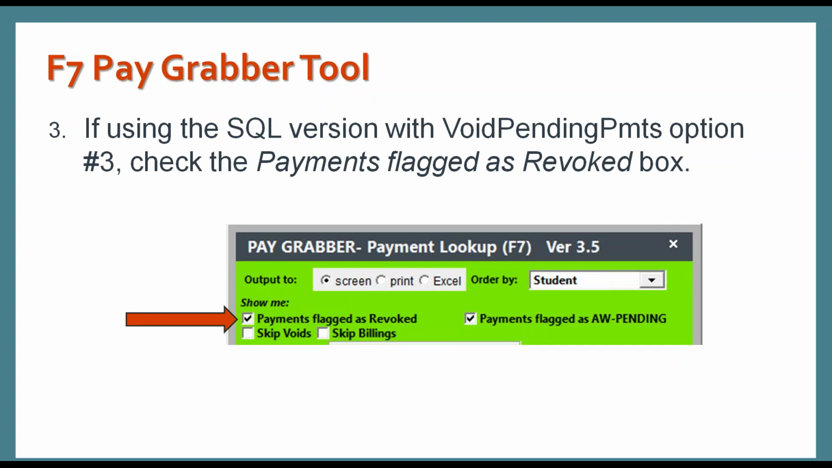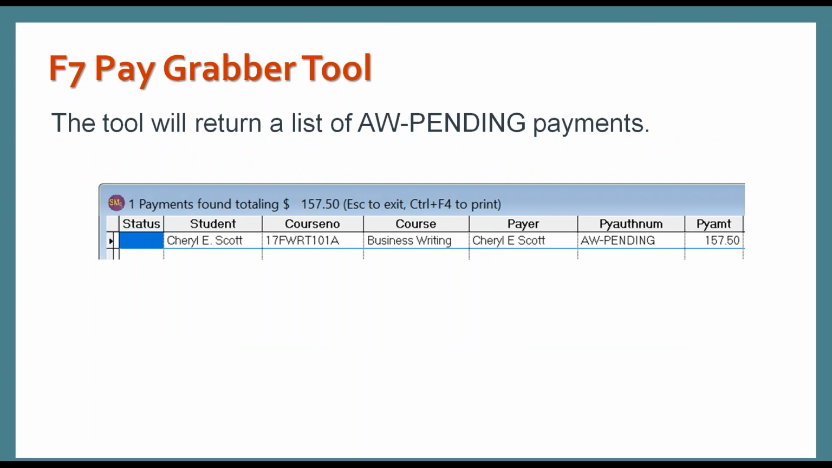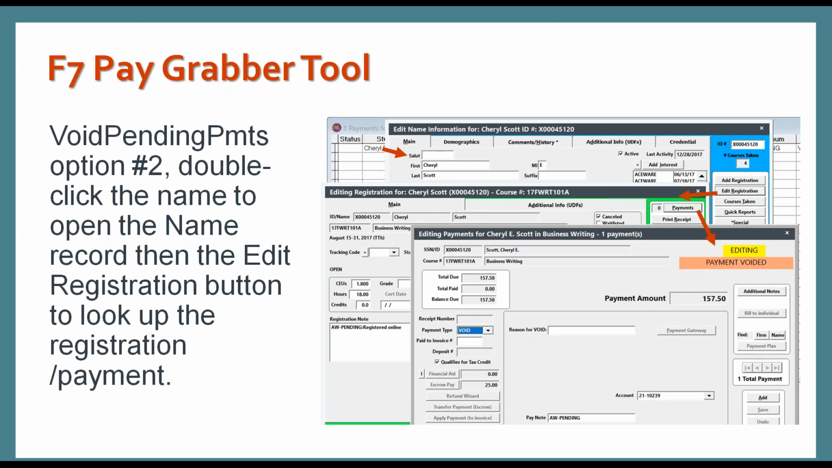If you're using the SQL version, then instead of having a show me deleted payments, you're going to see a payments flagged as revoked, which is kind of the SQL version of pre-deleted for these pending payments. So once you run that, it's going to return a list of the pending payments that it found based on your criteria. And if you have Void Pending Payments option 2, you can double-click the name to open the name record, and then click Edit Registration, and then click Payments to view those payments. Very similar to the checking on startup method.